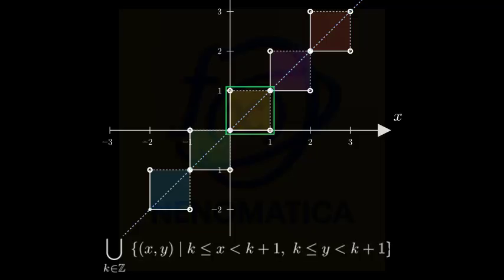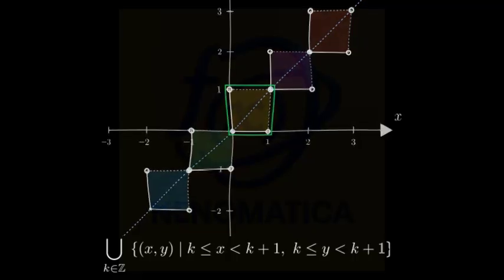Altogether, the graph is the union over all integers k of the squares with x between k and k plus 1 and y between k and k plus 1, both including the lower bounds and excluding the upper bounds. These unit squares sit along the diagonal and only touch at the included lower left corners k, k.